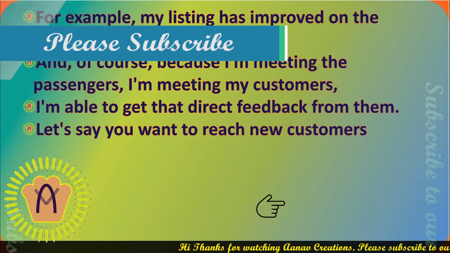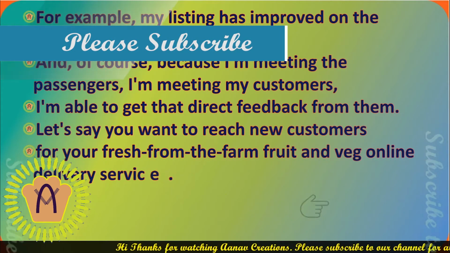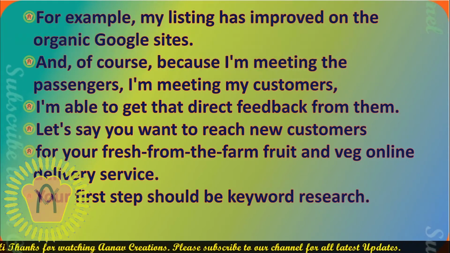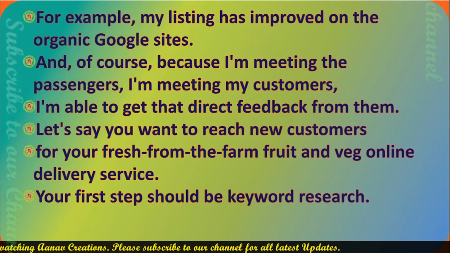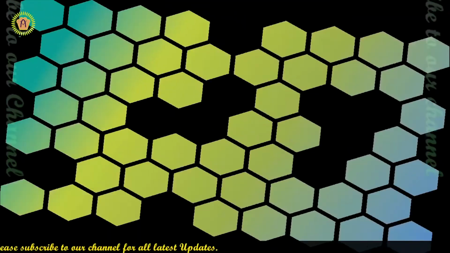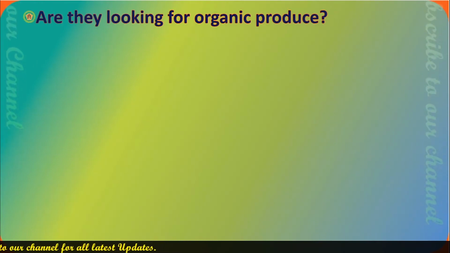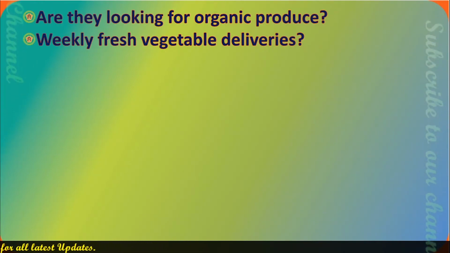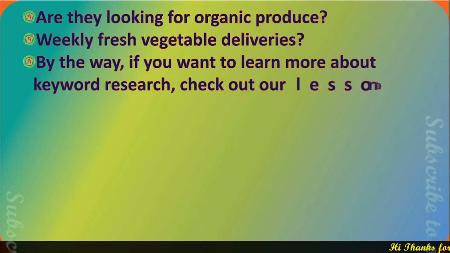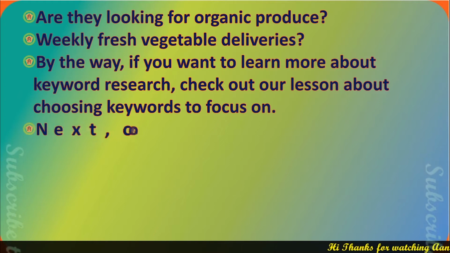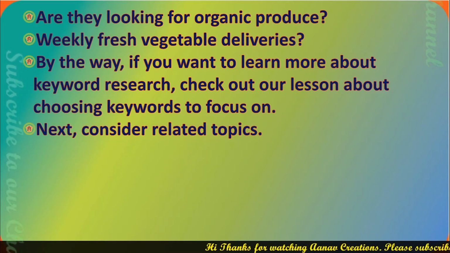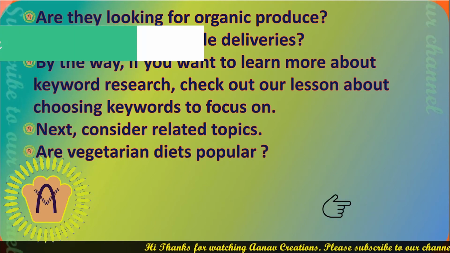Let's say you want to reach new customers for your fresh from the farm fruit and veg online delivery services. Your first step should be keyword research. That means finding out what your potential customers are searching for. Are they looking for organic produce, weekly fresh vegetable deliveries? By the way, if you want to learn more about keyword research, check out our lesson about choosing keywords to focus on. Next, consider related topics.